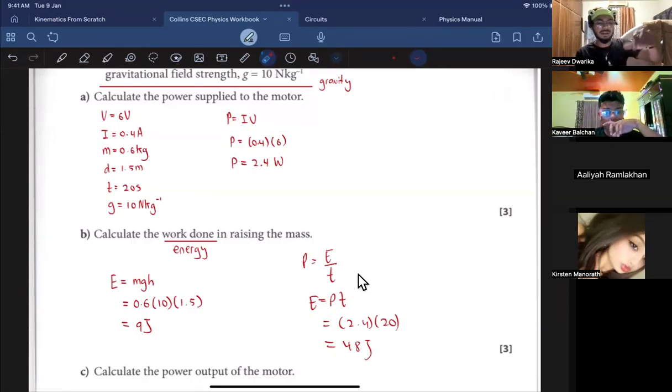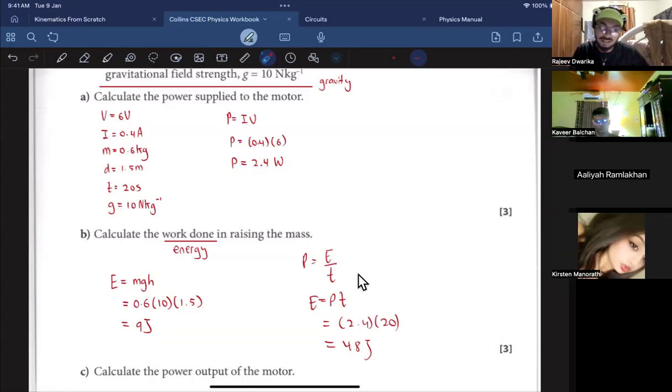Okay, so Aaliyah, how much energy do you actually need to raise your mass? 9. But how much did you have to put in to do the same thing? 48. That is how much energy the motor has to output to lift the mass, because the motor is not 100% efficient. Some of the energy is going to be lost to heat.